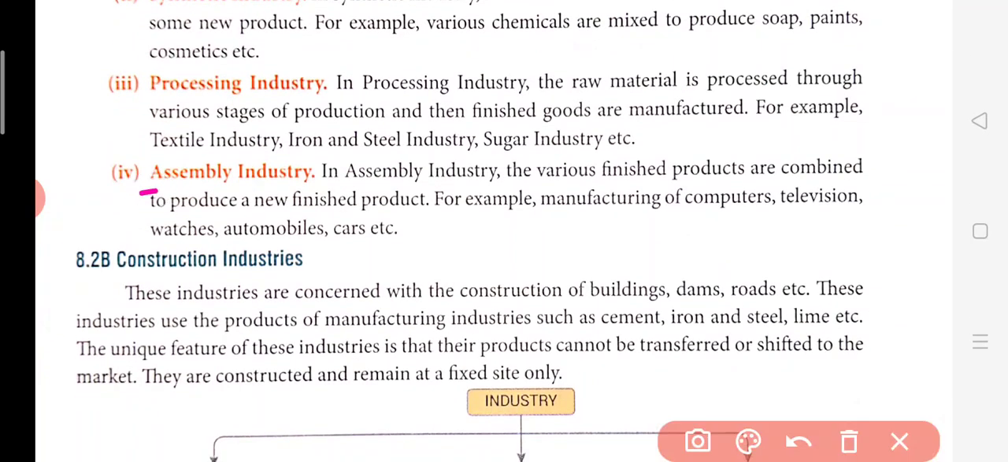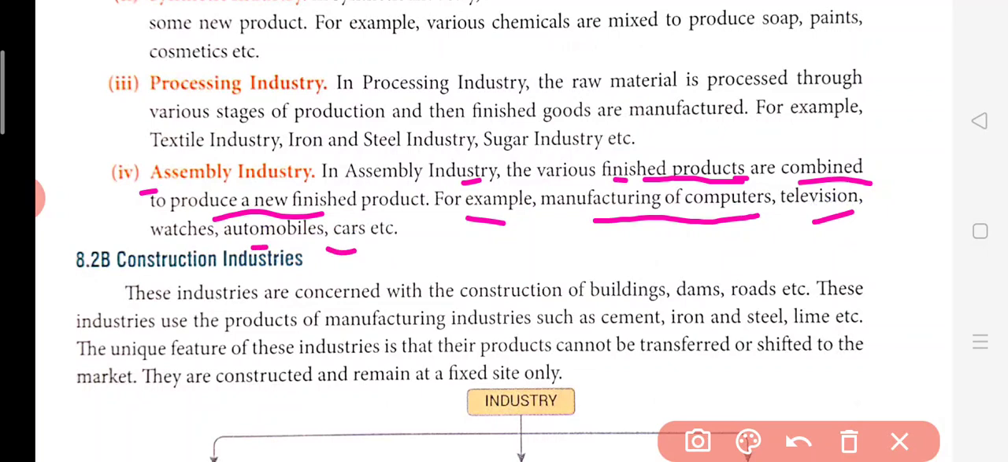Now assembling industry. In this industry the various finished products are combined. So here they are talking about finished products which are combined to produce a new finished product. For example, manufacturing of computers, television, watches, automobiles, and even your mobile phones.